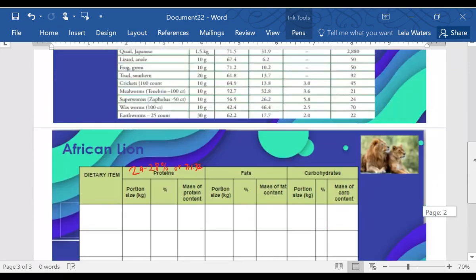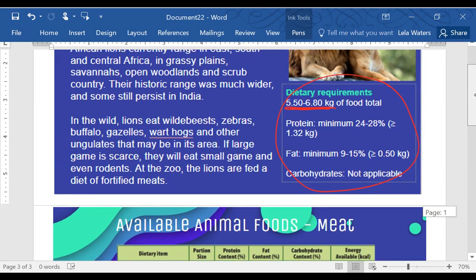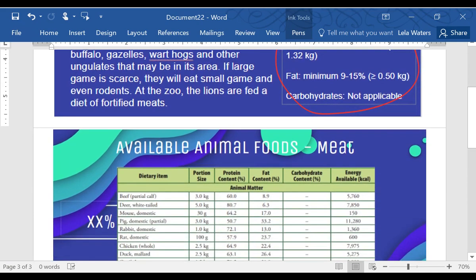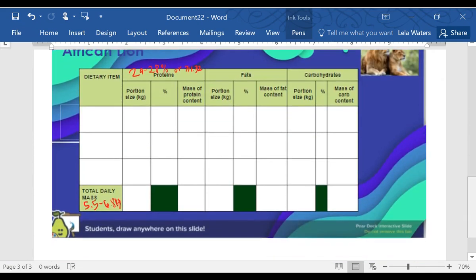And then fat was 9 to 15%, or greater than or equal to 0.5. All right, and then we said they don't need any carbs, so I'm going to put a big 0 over the carbs. All right, so now I know what the lion needs in its diet.